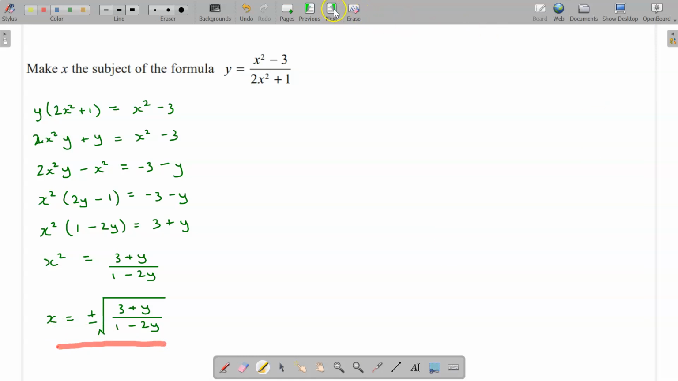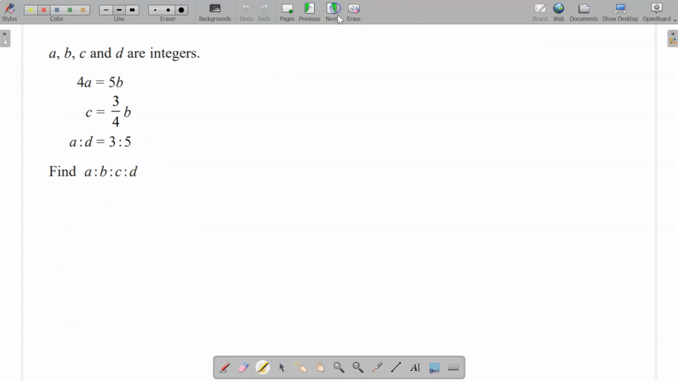Next question. This is about ratio, and this is a hot topic in GCSE these days, so let's make sure that we can do this one properly.